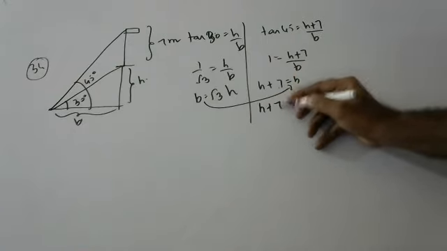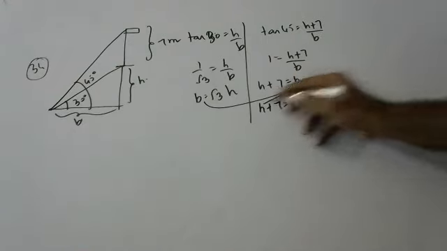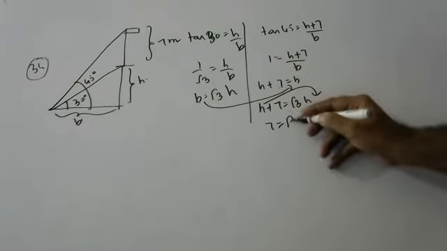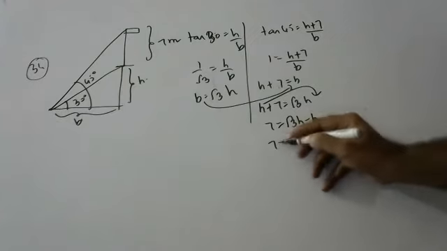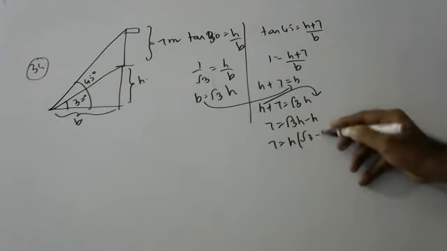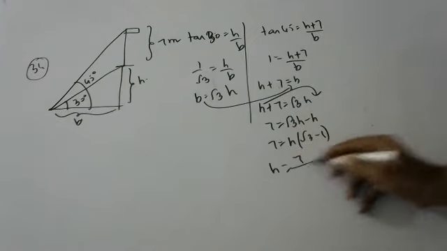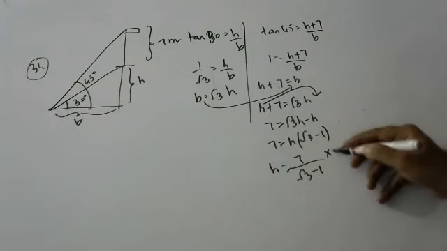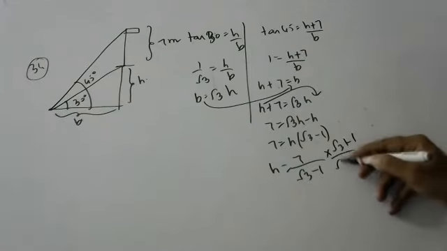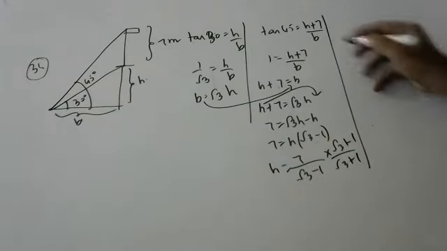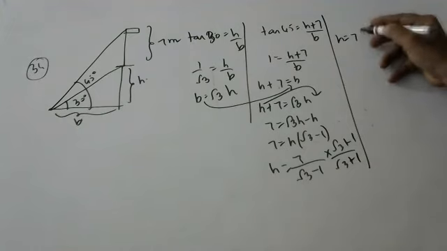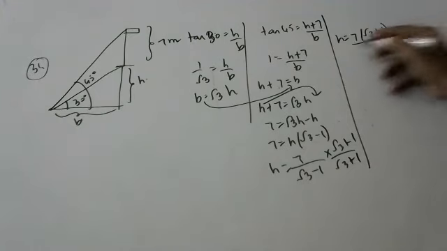Substitute. H plus 7 is equal to root 3h. 7 is equal to root 3h minus h. H common, root 3 minus 1. H is equal to 7 by root 3 minus 1, into root 3 plus 1 by root 3 plus 1. 7 into root 3 plus 1 by root 3 whole square minus 1 square.